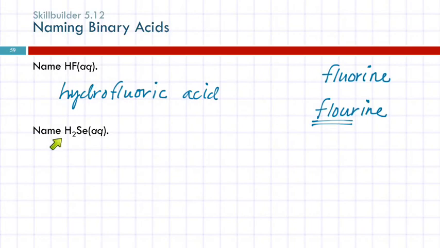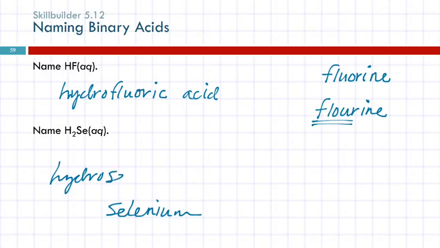What about this one? H2Se. Hydro. So Se is selenium, and we need to take the ending off and make it ic. So hydroselenic acid. Does it stay the same even though there's two hydrogens? Yeah, it does stay the same even though there's two hydrogens.